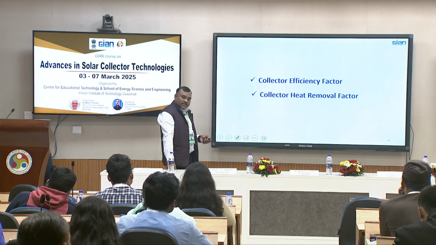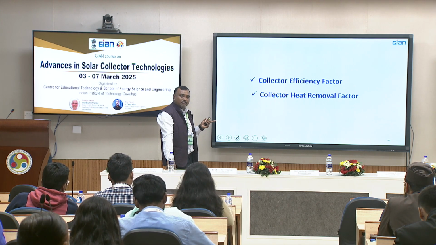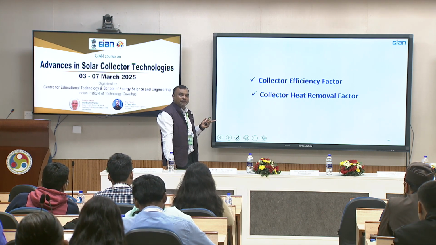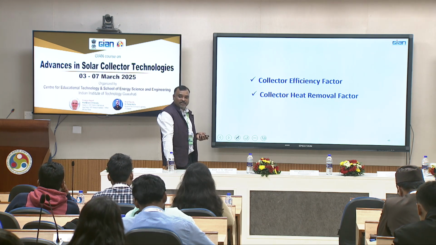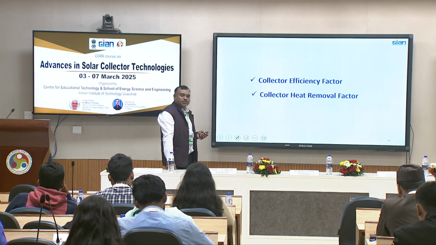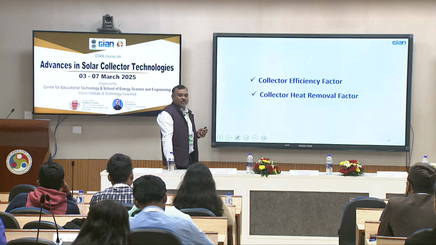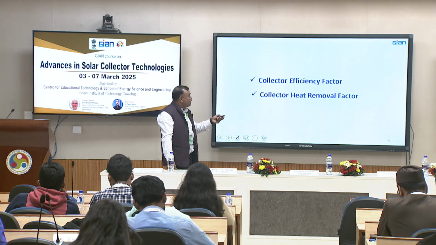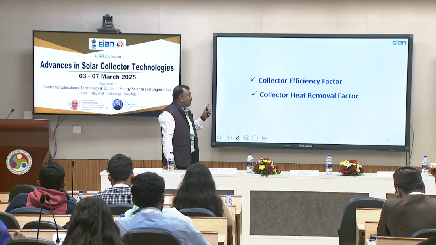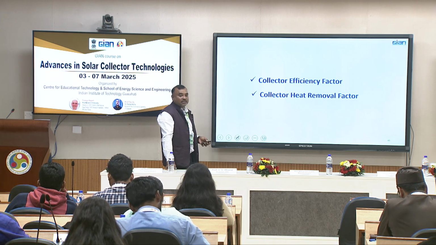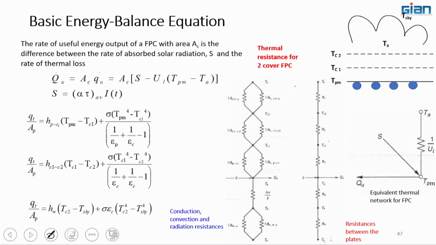Now so far the expression we got is QU in terms of TPM, the plate mean temperature. Okay. Which is very, very difficult to find. So we need an expression which will give you QU in terms of fluid inlet temperature. So how to do that? In order to do that, we need to analyze two important parameters. One is called collector efficiency factor and the other one is collector heat removal factor. Okay. So you are aware of this information already.